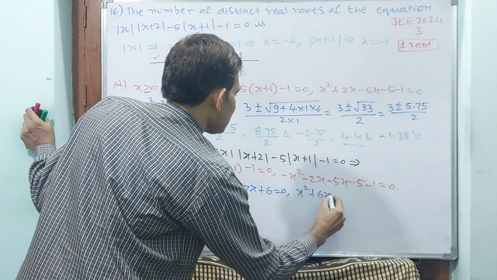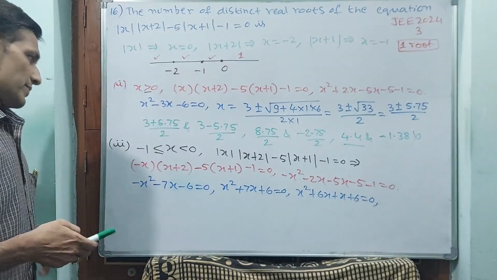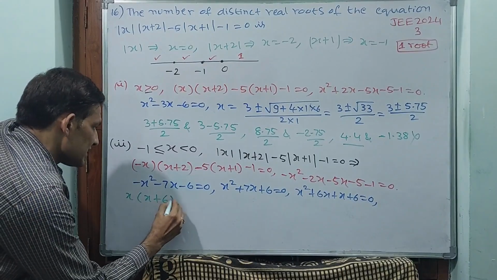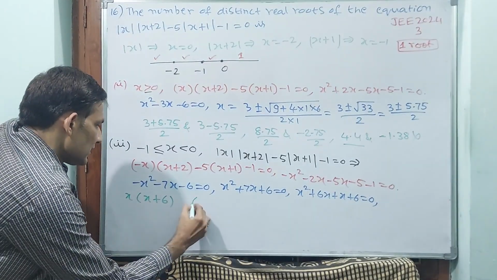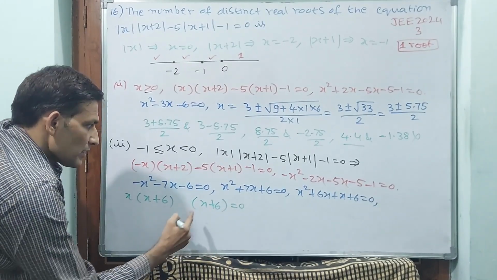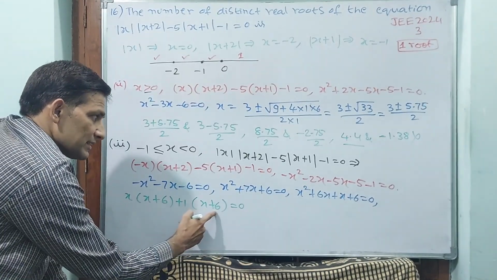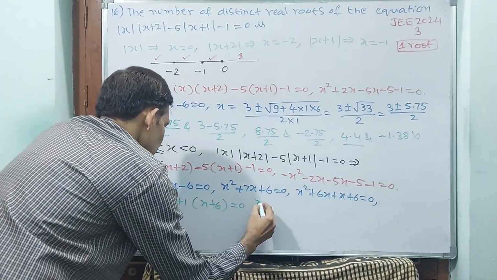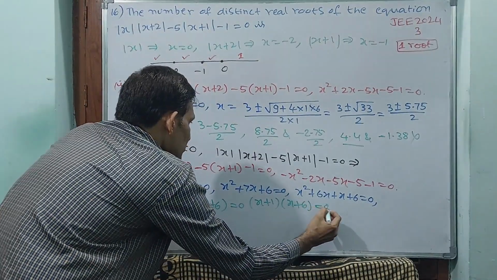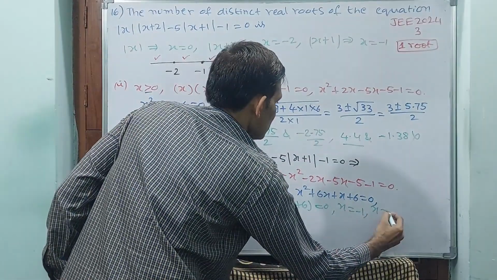x square plus 6x plus x plus 6 equal to 0. If I take x common, x plus 6, x square plus 6x. Again x plus 6 I will take common, equal to 0. Only x plus 6 is there, plus 1 we take, plus x plus 6. That means x plus 1 into x plus 6 is equal to 0. That means what are the roots? x is equal to minus 1, x is equal to minus 6.